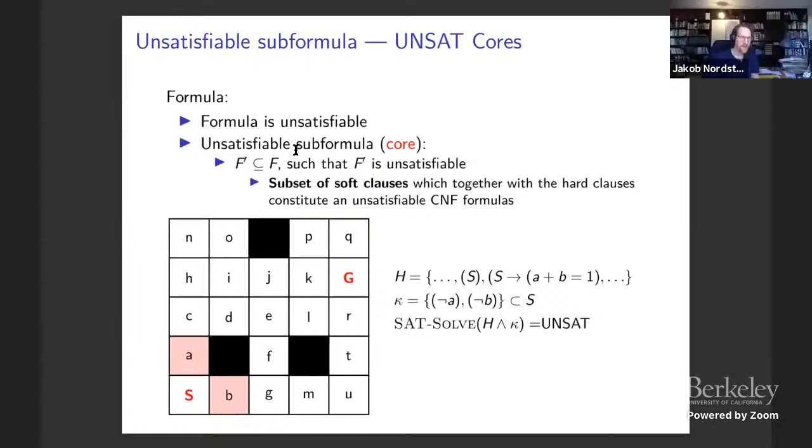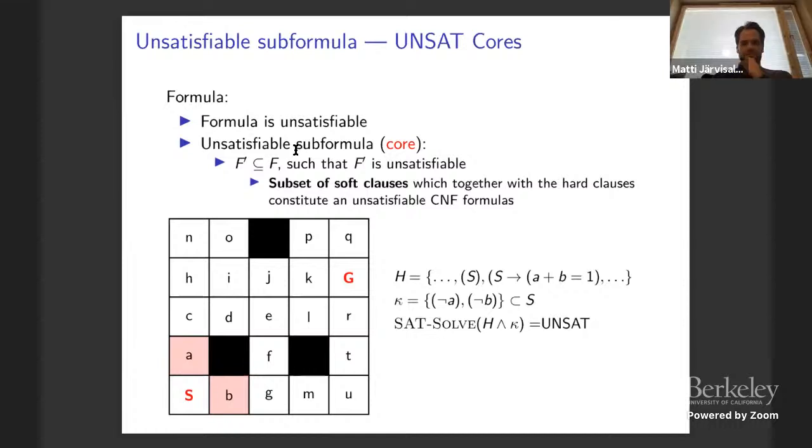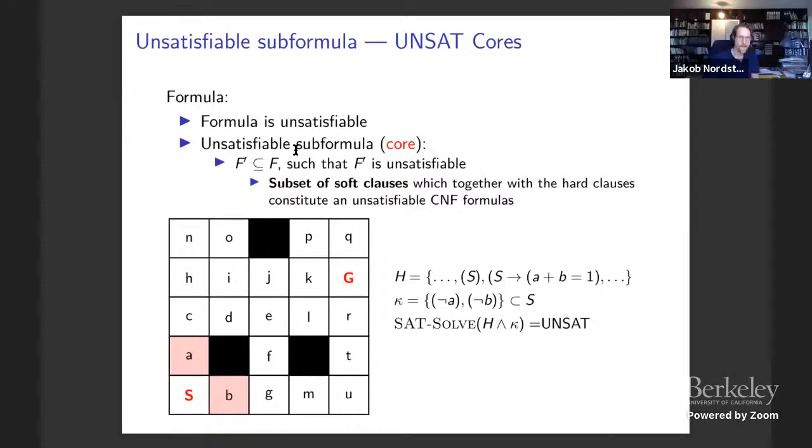There's a question from Sibylla: are these unsat cores computed only for the soft clauses? Yes, exactly. The hard clauses are always there, but they don't occur in the cores themselves.